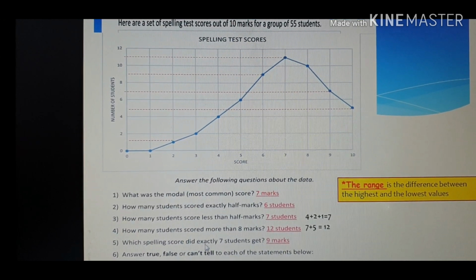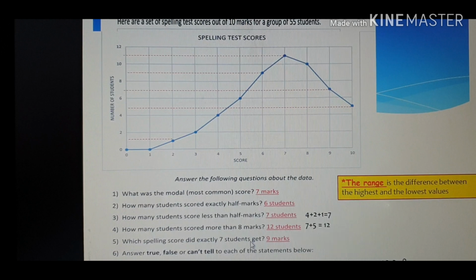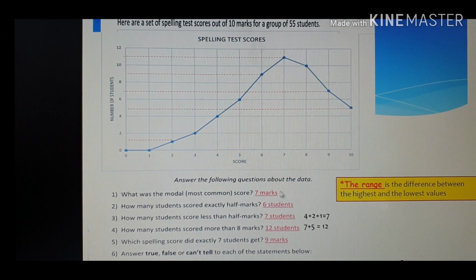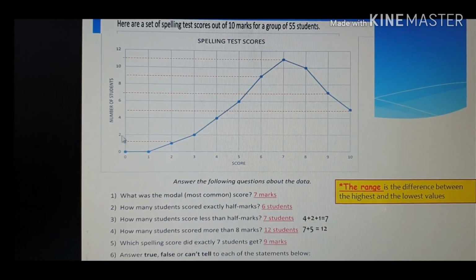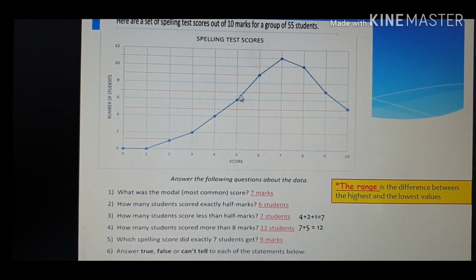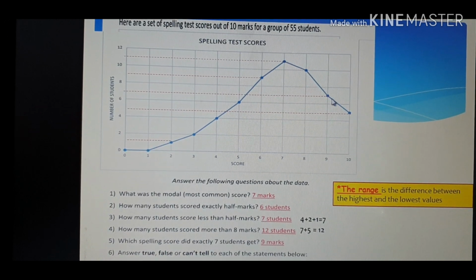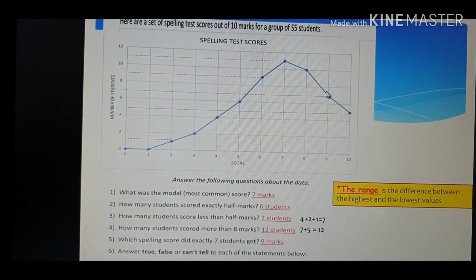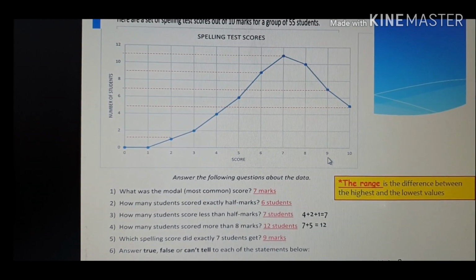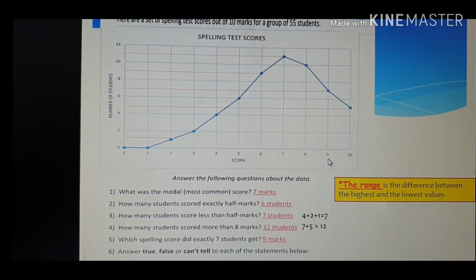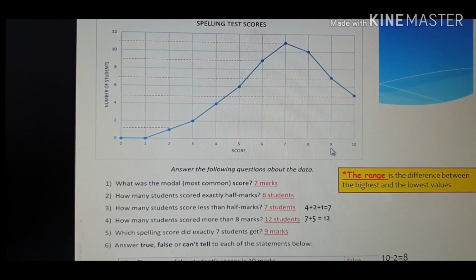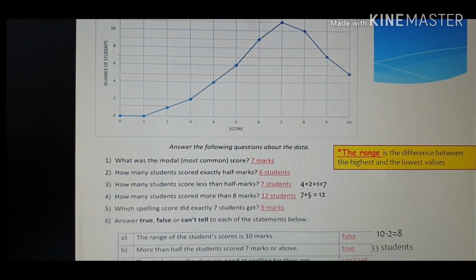Which spelling score did exactly 7 students get? 7 students on the vertical line. I will go to number 7 on the vertical axis, between 6 and 8. Okay, so this point represents 7. I will go to the right till I intersect with the line graph. So this point represents how many marks? If I move down, it's 9 marks. So 7 students got 9 marks.